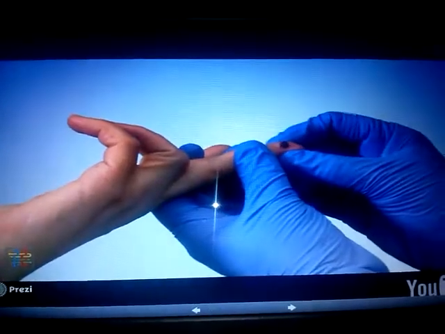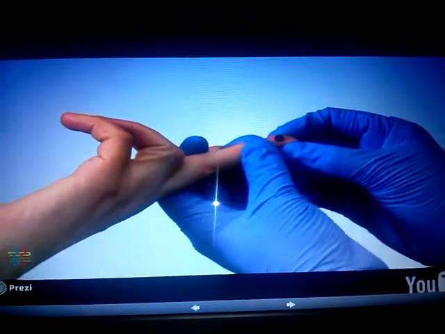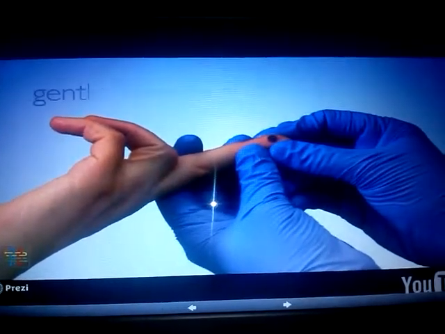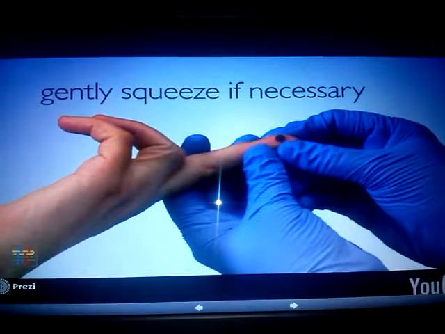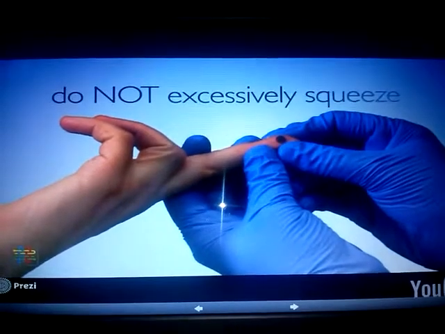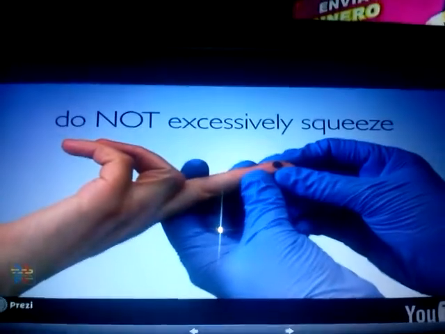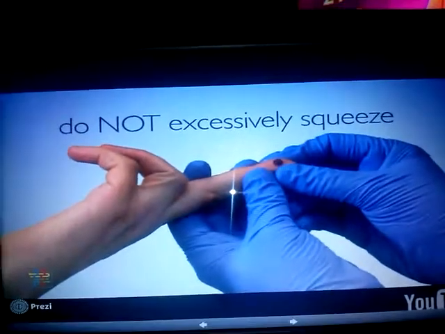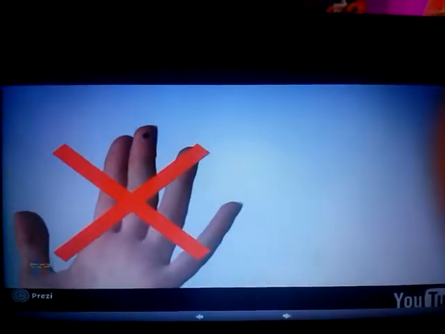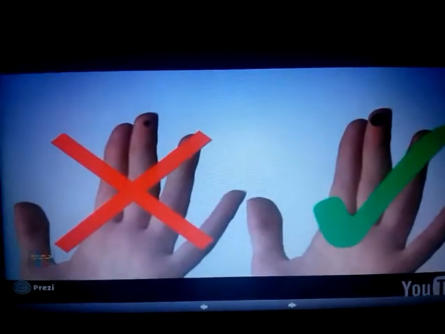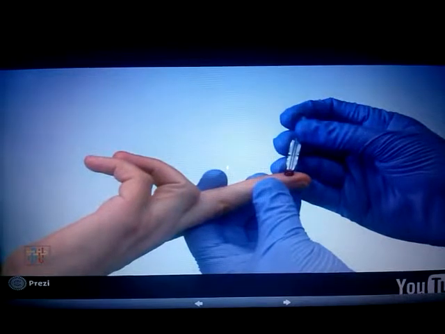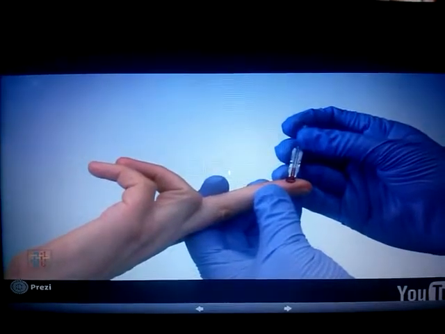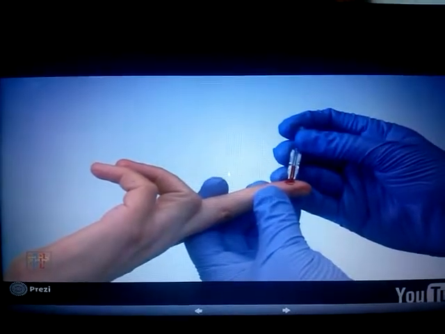Allow a large drop of blood to accumulate on the fingertip. If necessary, gently squeeze the sides of the finger to accumulate the large blood drop. Do not excessively squeeze any part of the finger, as this can interfere with the test. The test cannot be run correctly if the drop of blood does not contain sufficient volume. Hold the microsafe tube horizontally and touch the tip to the blood on the finger until the blood flows up to the black line.